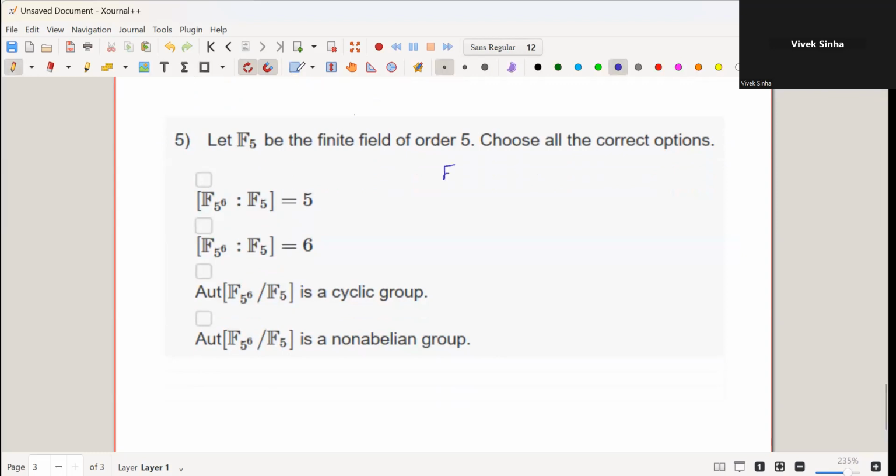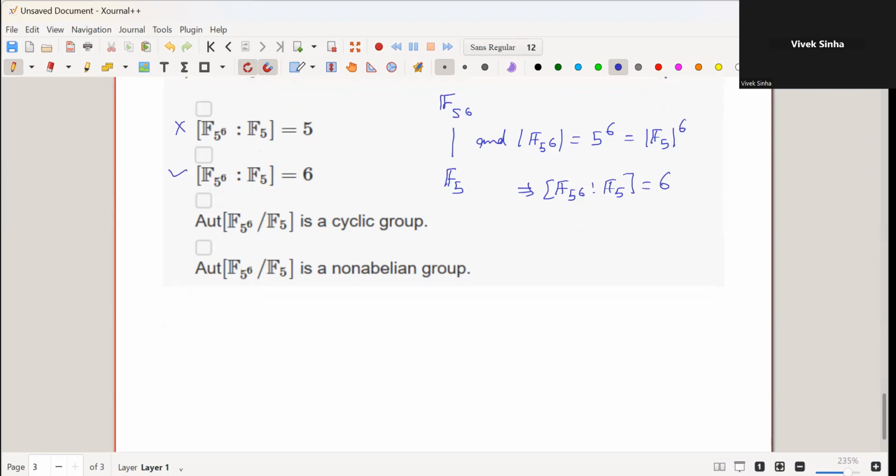So see, F5^6 is simply an extension of F5, right? And what is the cardinality of F5^6? That is 5 raised to 6, which is the order of F5 raised to 6, and that simply implies that the dimension of F5^6 over F5 is 6, not equal to 5. So this one is wrong, this one is correct.